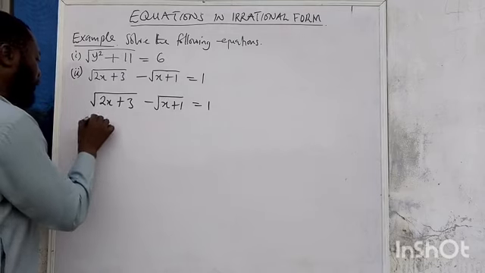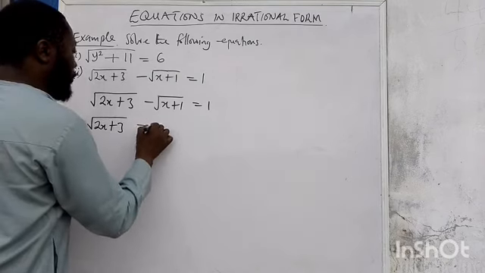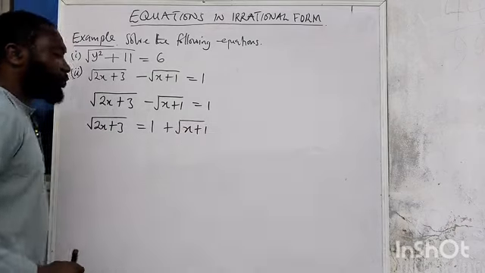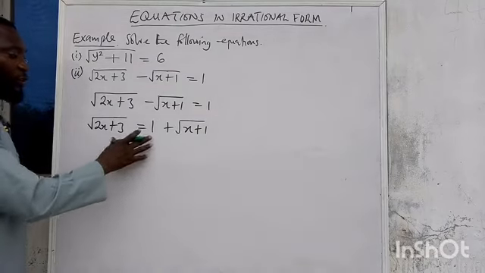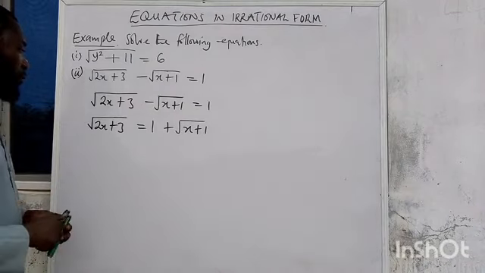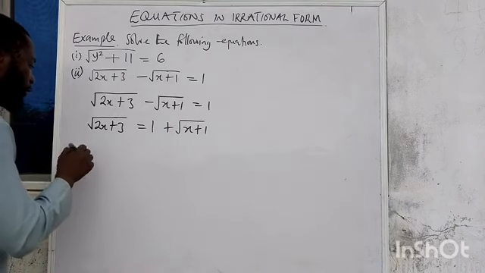Now we have the square root of 2x plus 3 equals 1 plus the square root of x plus 1. Now we rewrite. We only rewrite. We have not done anything. We only try to rearrange to make the work easier for us. Now we square both sides.